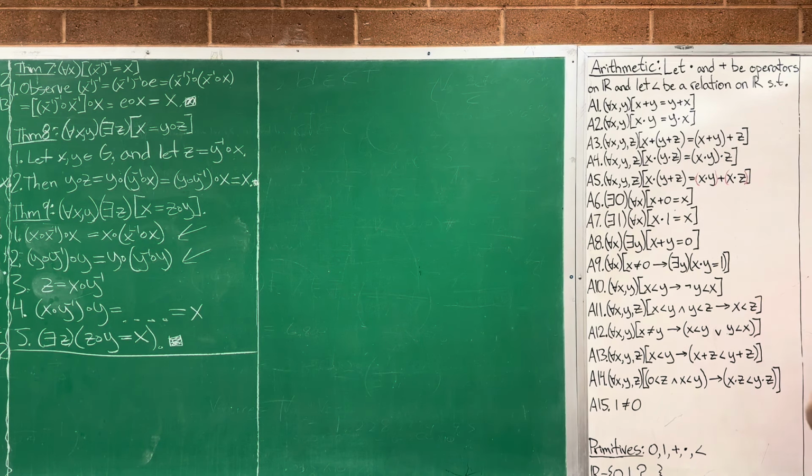A relation is a two-term predicate. It specifically takes two terms and spits out true or false. And times and plus here probably should have said let them be binary operators, meaning they also take two terms, just to be completely explicit.